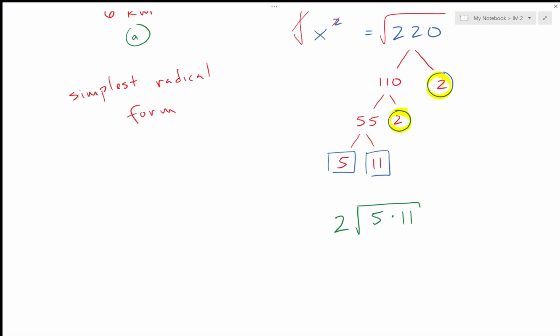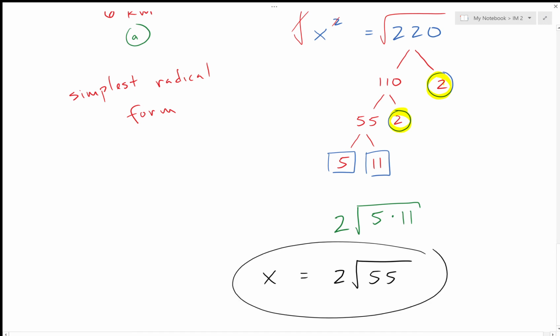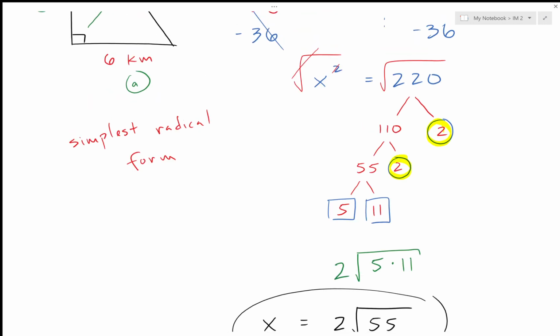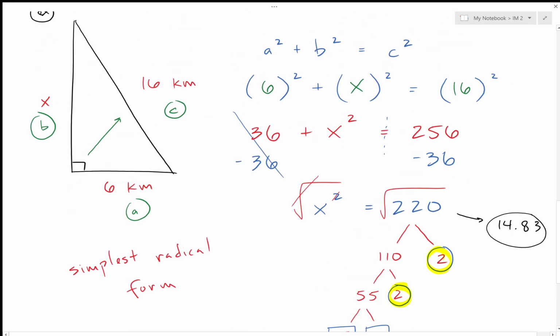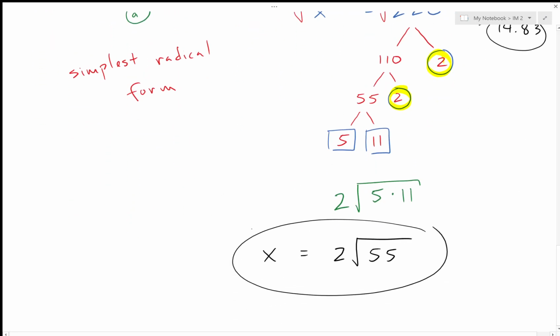So cleaning this up one last time, we have 2 times the square root of 55. So in the end, the simplest radical form is going to be 2 square root 55. If it says do it to decimals, that's easy. Just take the square root of 220 on your calculator, and that would come out to 14.83. That makes a little bit more sense to us on the picture, but if it says simplest radical form, we got to use our factor tree.